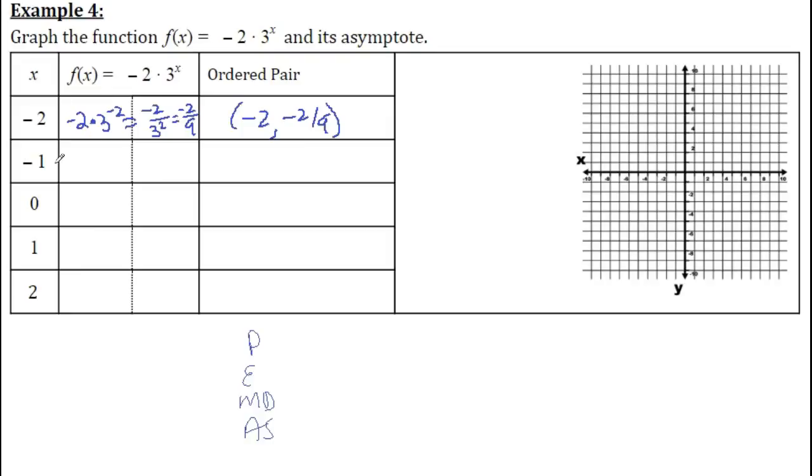Negative 1 plugged in for the x over here will be negative 2 times 3 to the negative 1. This exponent of negative 1 talks just to this 3. It's a negative exponent, so I have to pop it to the bottom. So the top is negative 2, the bottom is 3. And if I were to try to plot this in Alex, I would have an x value of negative 1 and a y value of negative 2/3.